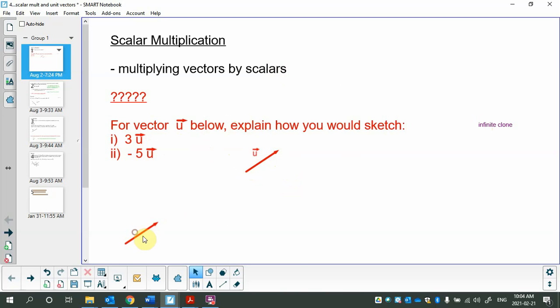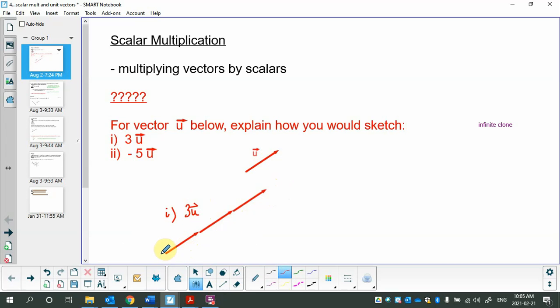You would take u, and you would take another u and tip to tail it, and you would take another u and tip to tail it, so that you've got 3 u's lined up going in the exact same direction, and that is 3u.